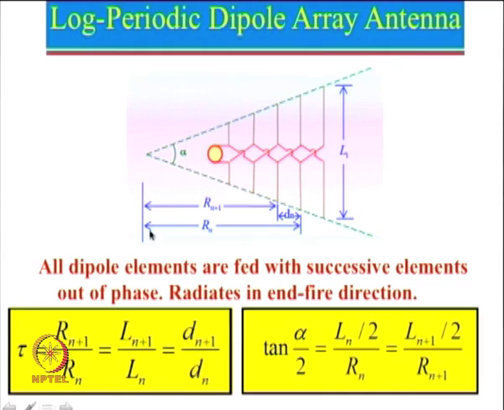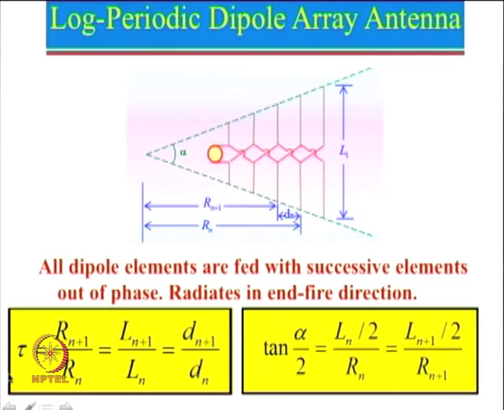There is no log coming into the picture here. Well, log will come into the picture if you take log on this side. So what will be the log of this? This will be log tau. Log tau will be equal to log of Ln plus 1 minus log Ln. So that means now log of Ln plus 1 will be equal to, this minus Ln will go to that side, then log tau plus log Ln. So that means every next length will increment by a value equal to log of tau, and that is how the name log periodic has come.